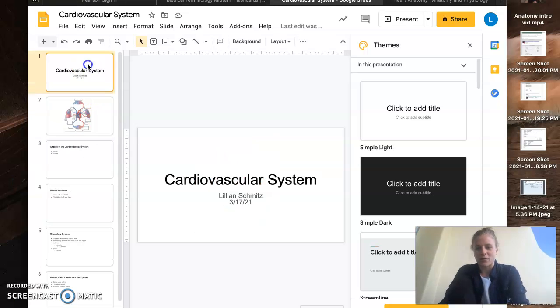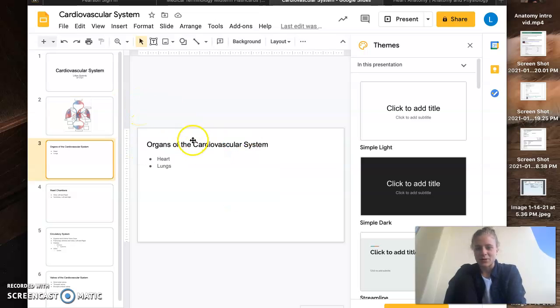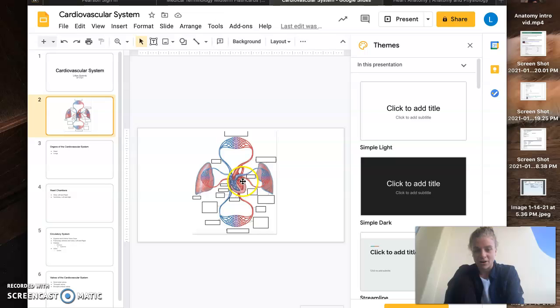Today I'll be going over the cardiovascular system. First I just have a picture here for reference during my presentation. First we have the organs of the cardiovascular system. You have your heart and your lungs. You've got the heart right here, then you've got your left lung and your right lung.